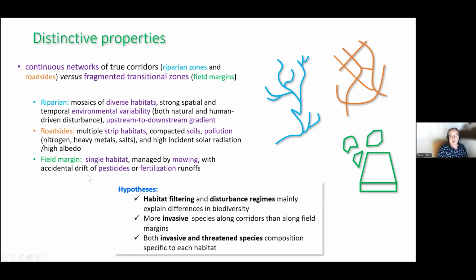So another set of hypotheses concerning these differences. We expect a huge effect of habitat filtering and a response to disturbance regimes that can explain the differences observed in biodiversity. We expect also more invasive species along corridors and along field margins. And we expect that invasive and threatened species composition would be very specific to each type of habitat.